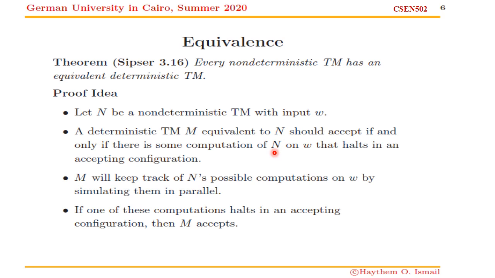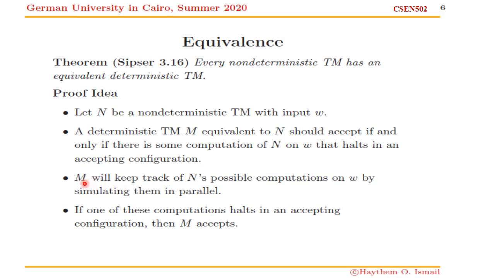So, again, a deterministic machine M equivalent to N will accept w if and only if, exactly when there is at least one computation of N on w that will halt, will actually stop, will reach a halting configuration, and that halting configuration is an accepting configuration. Now, M will actually need to keep track of all of N's possible computations on w, and it will need to do that by simulating them in parallel. All right? Now, if one of these computations halts in an accepting configuration, then M should accept. Okay, now before looking at how to do that, let's focus on this third point here.